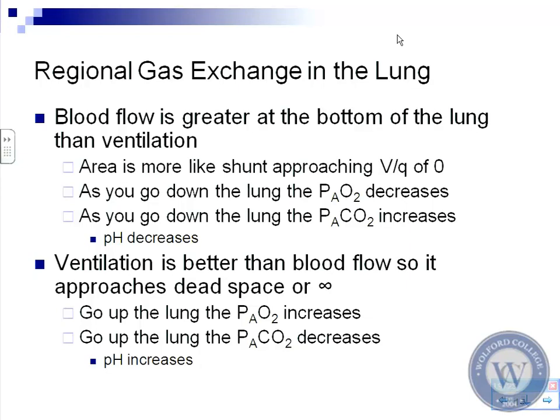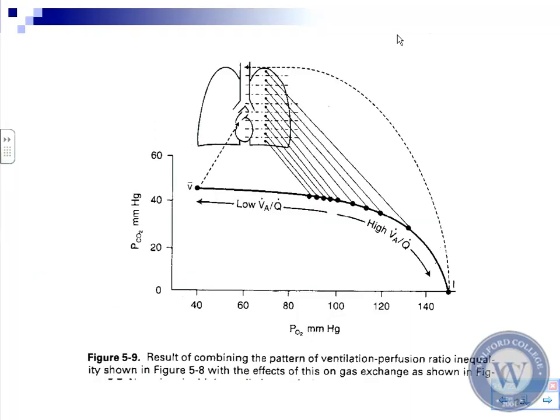As you go down the lung, PAO2, which is alveolar oxygen, decreases. And as you go down the lung, your alveolar CO2 actually is increasing, which leads to a decrease in pH in that area as well. If you look at the top of the lung, ventilation is better than blood flow. So as you go up the lung, your PAO2 increases, which is, remember, alveolar O2. And as you go up the lung, your PaCO2 is decreasing tremendously, and the consequence leads to a pH increase. This is the ratio area of the lung, showing you the base of the lung is down here, and then you have the apex of the lung at the top up here.